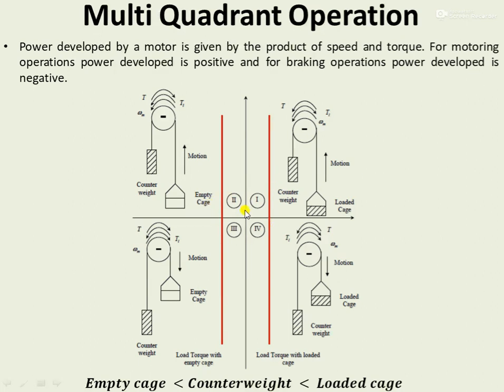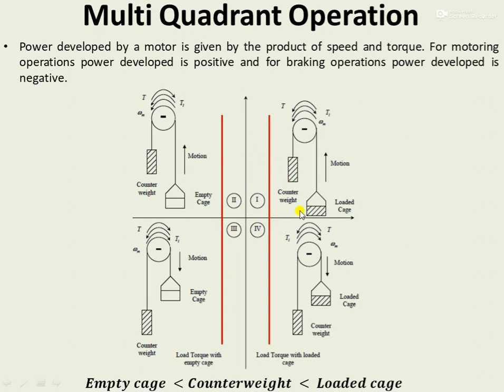In all these four quadrants, the red lines are indicating the load torque. If you see in the first and fourth quadrant, this red line is representing the load torque due to this loaded cage. Whereas in the second and third quadrant, this red line is indicating the load torque due to the empty cage. If you see here, the load torques are represented as constant ones. That is, there will not be occurring any variation for this load torque with respect to the speed.